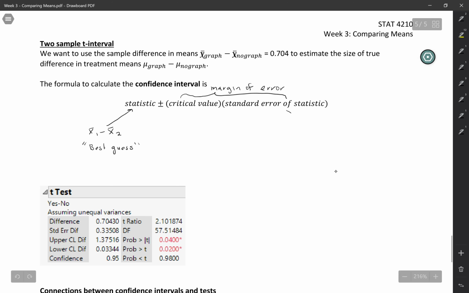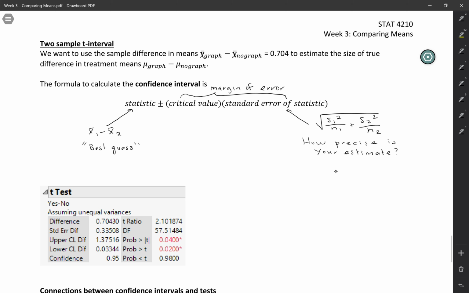The standard error, we already saw the formula for that. So that was the standard deviation of group 1 squared over the sample size for group 1 plus the standard deviation of group 2 squared over the sample size for group 2. So basically, when you calculate your standard error, that's a way of answering how precise is your estimate, right? How much variability are we expecting sample to sample in the data collection process? And this depends on your sample size, right? As your sample size gets bigger, your precision gets better, or the standard error gets smaller.